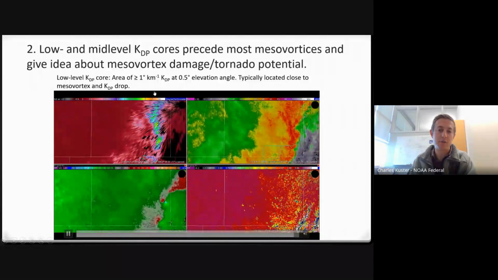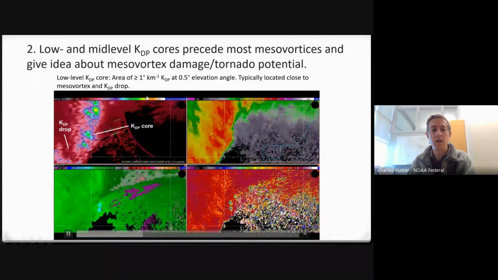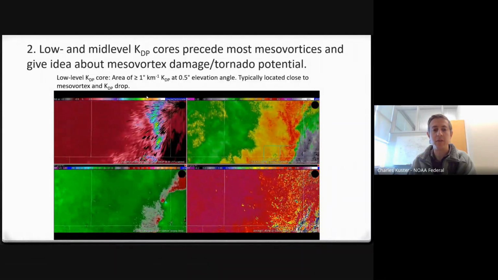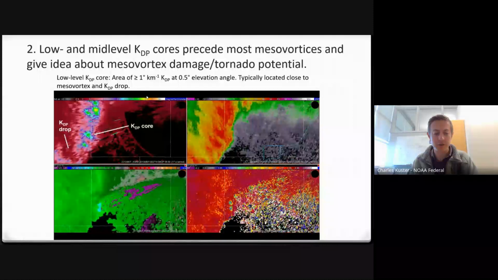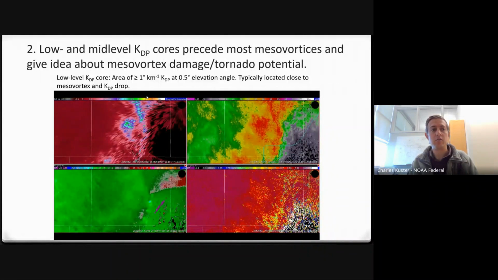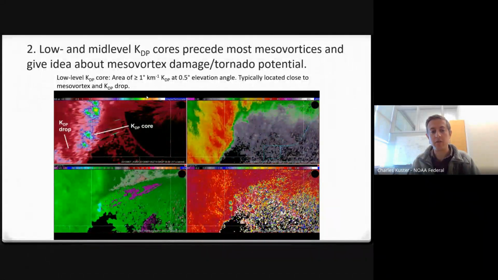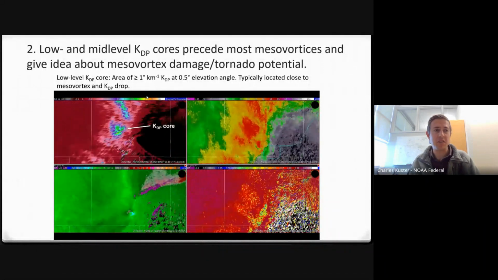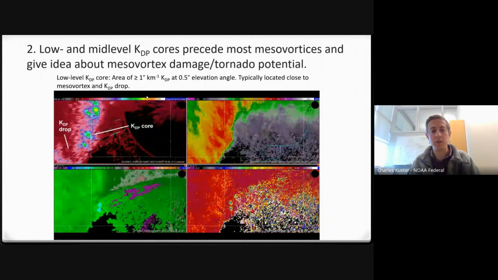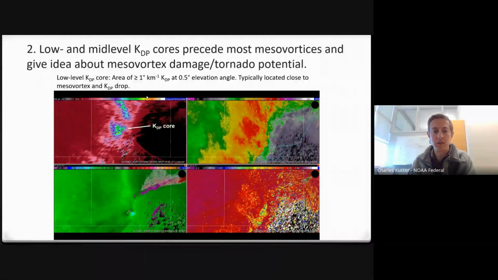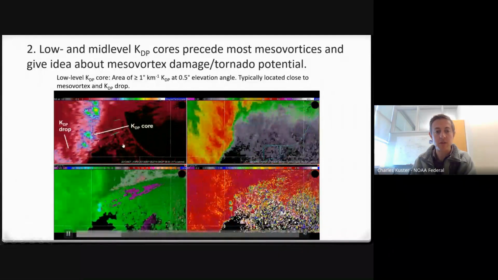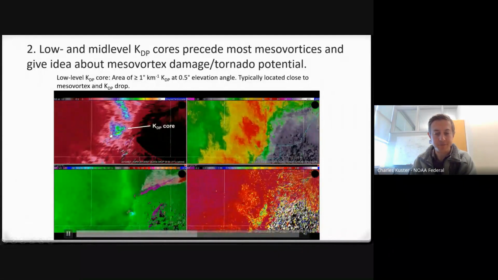And then there are also situations where you have KDP cores not associated with any mesovortices. Those would be what we could call false alarms. All of the radar signatures had those, but they were, at least in our examples, relatively limited when the three ingredients were met. Maybe somewhere between 10 to 25% of the KDP cores would be considered a false alarm where the three ingredients were met. So they do exist without mesovortices, but they do frequently exist with mesovortices, including this one that you see here.